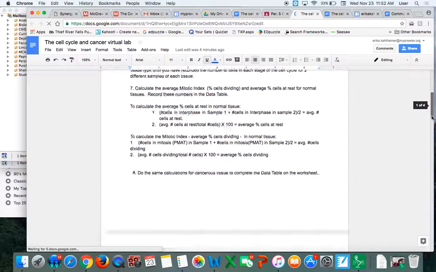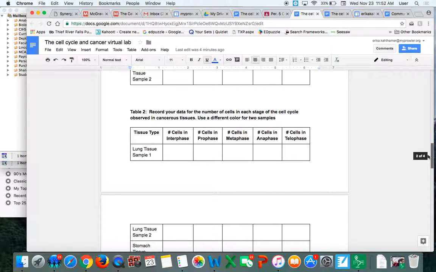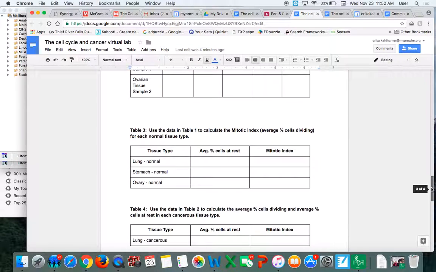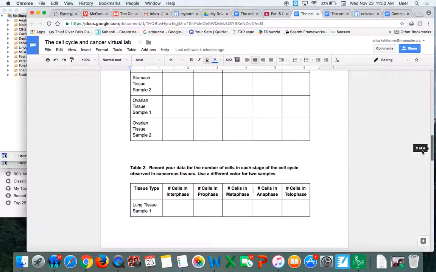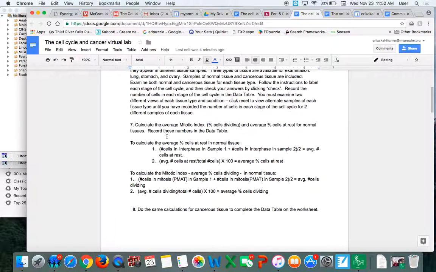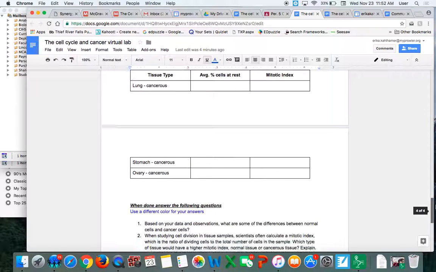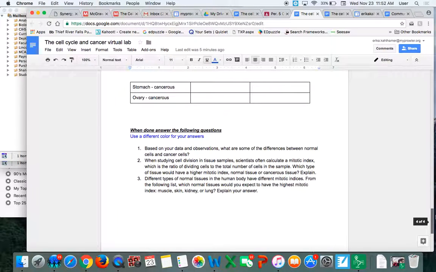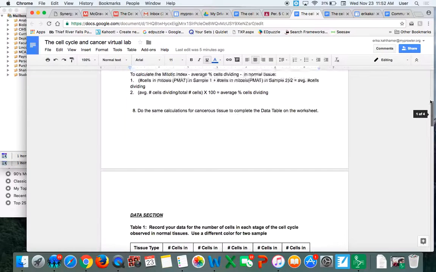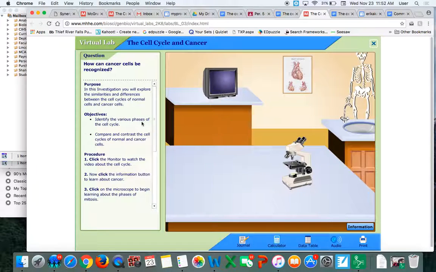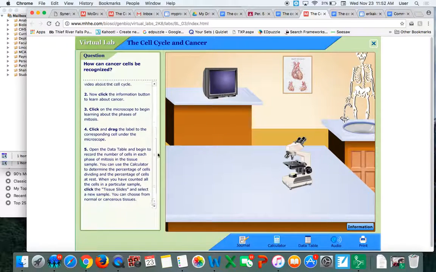If you scroll down, these tables, you'll fill these out as you do the simulation, including table 3 and 4. To calculate table 3 and 4, you're going to have to follow the instructions right here, step 7. So make sure you pay attention to that. And then there are some questions at the end on this document. So let's open up that link to the virtual lab. You'll follow the instructions, and they're on the document as well.